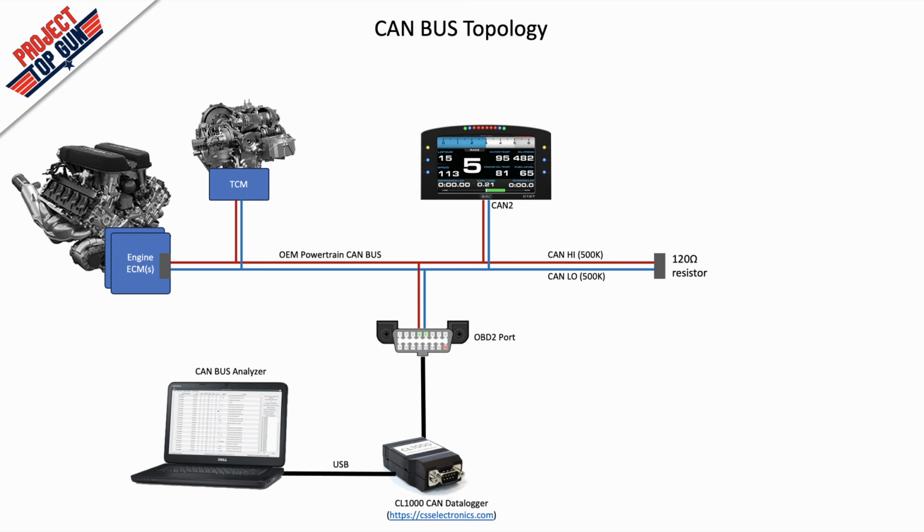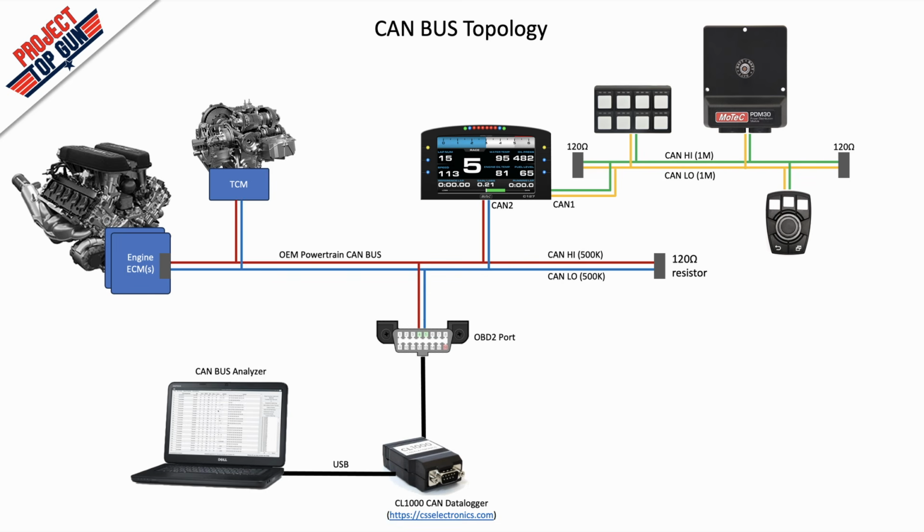At the bottom of the screen, you can see I've got my CL1000. I'll describe that here briefly in a moment. And then my laptop that I'll be using as my CAN analyzer, again, tapping into the 500 kilobit CAN bus. Then in the upper right, you see I've got a 1 megabit CAN bus, and that is for all the Motec components. That's the PDM, my 8 button, my rotary button controller, as well as all of that plugs into CAN 1 on my Motec display.